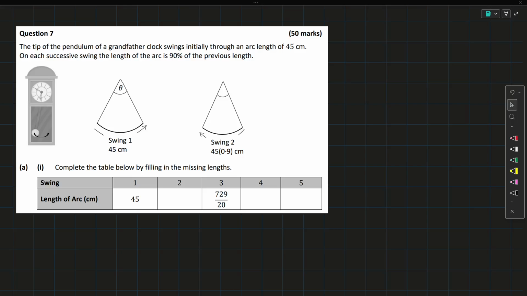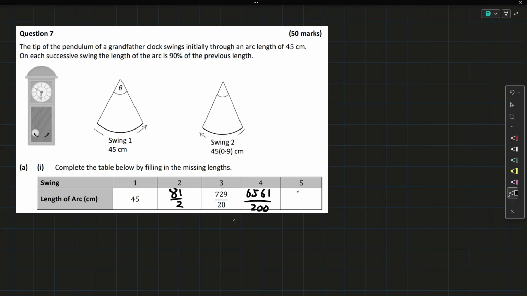This is 2021 paper 1 question 7. We're told that each successive length is 90% of the previous. So let's take 45, multiply it by 90%, and you will get 81 over 2. Multiply this by 90% and you'll get this. That's how you know you're doing it right. Then multiply that by 90%, you got 6561 over 200.